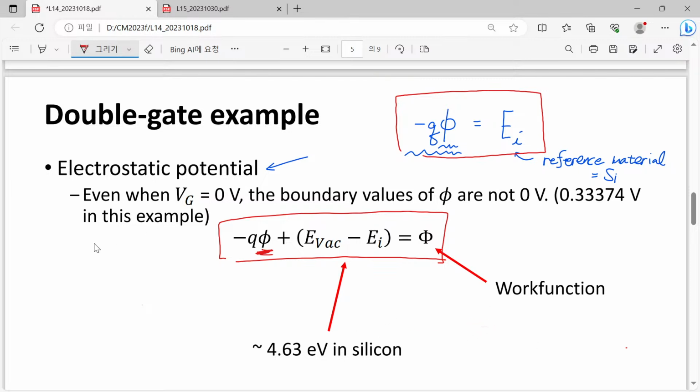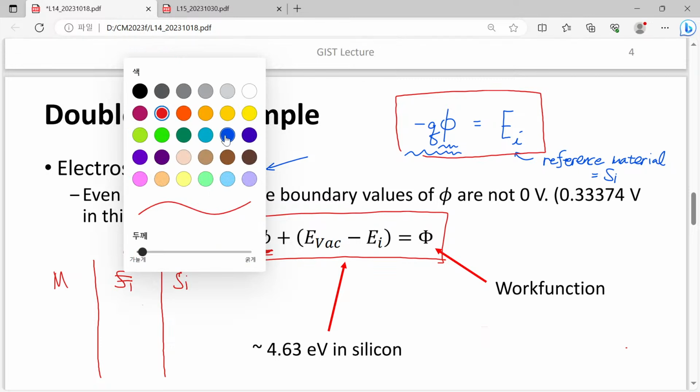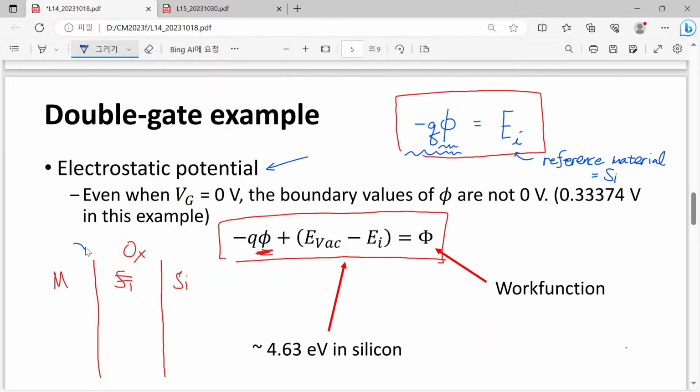And up to now, we have thought about the metal and silicon interface. However, in reality, when we consider a MOS system, instead of this silicon, we have silicon here and oxide in between. But our concern is the boundary value at this point. What is the electrostatic potential of this point, not this point?